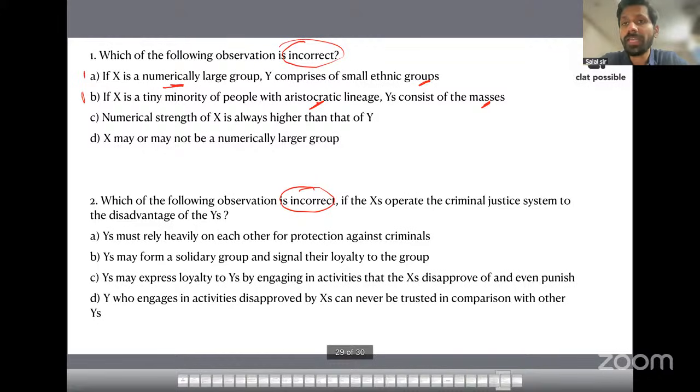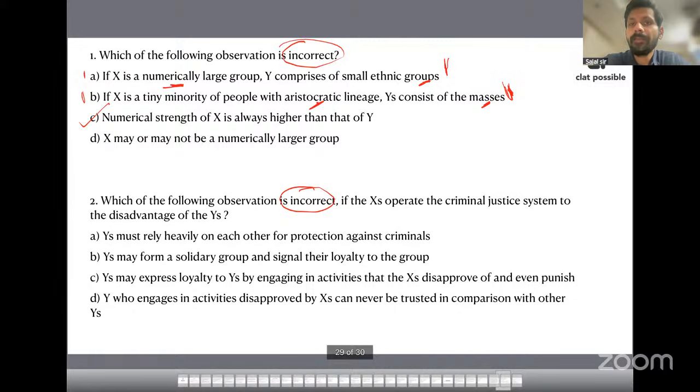C says the numerical strength of X is always higher than that of Y. And that is incorrect, because we are given either this is the case or this is the case, right? So in the latter case, where these people are of aristocratic lineage, they need not be big in numbers, right? So "always" makes it wrong. So C is correct here.